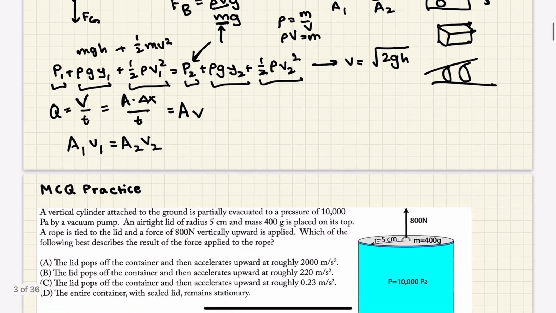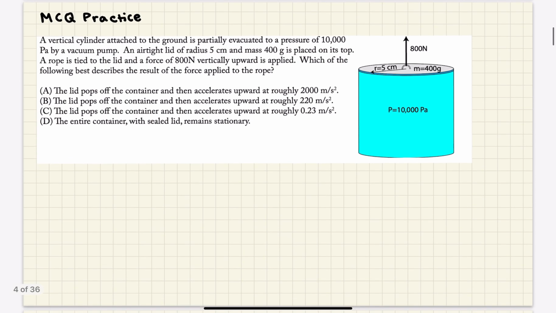So, time to move on to the MCQ practice. Here's our first question. It basically says that there's a cylinder and there's a lid on top. This has a pressure of 10,000 pascals. Now the outside has an atmospheric pressure of, let's just say, 100,000 pascals. No need to remember the exact value.